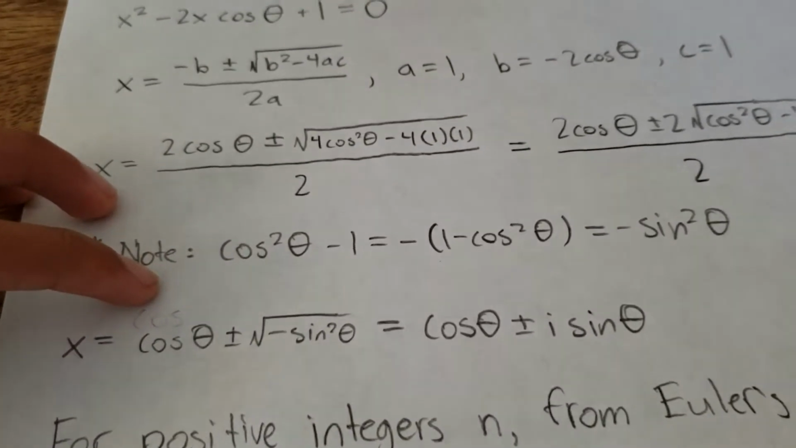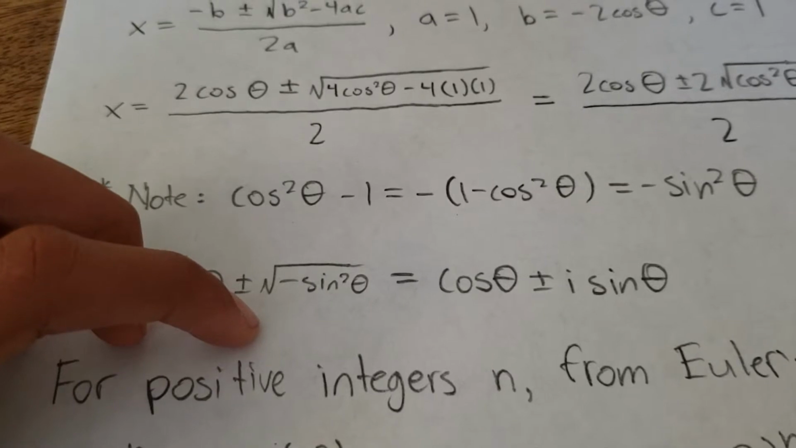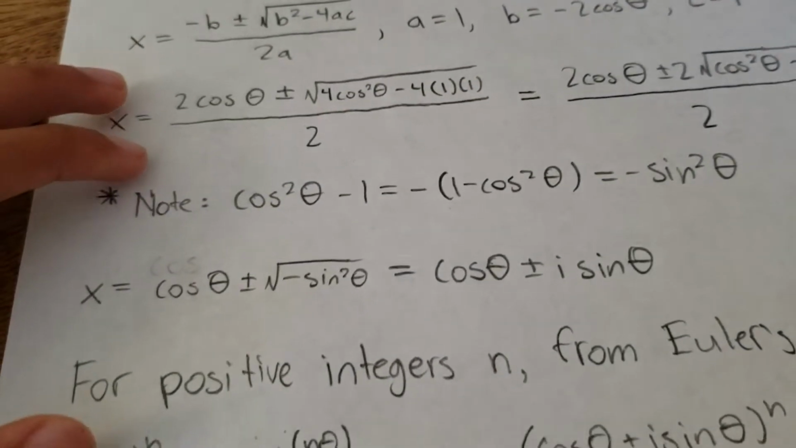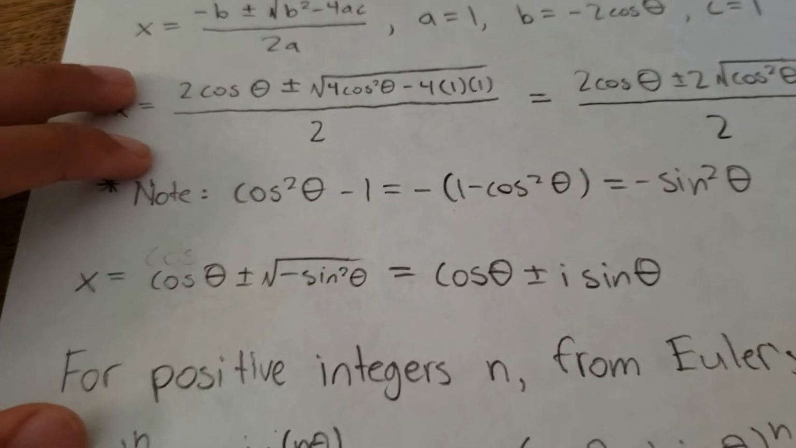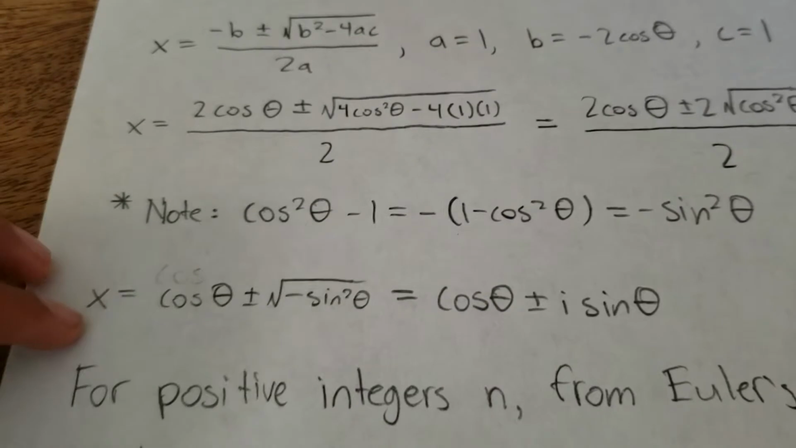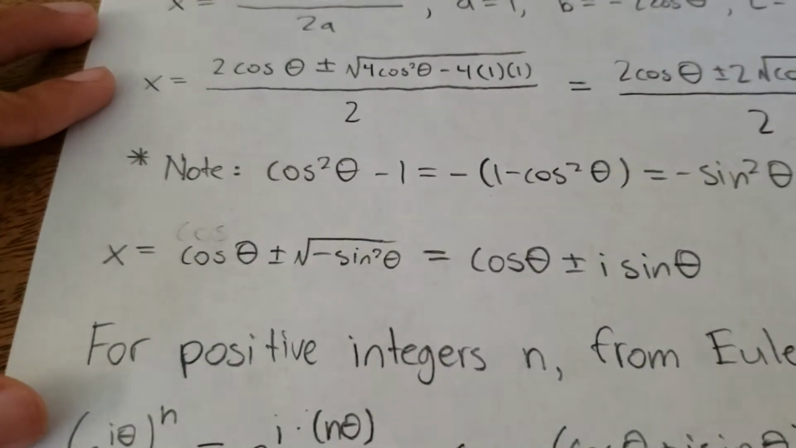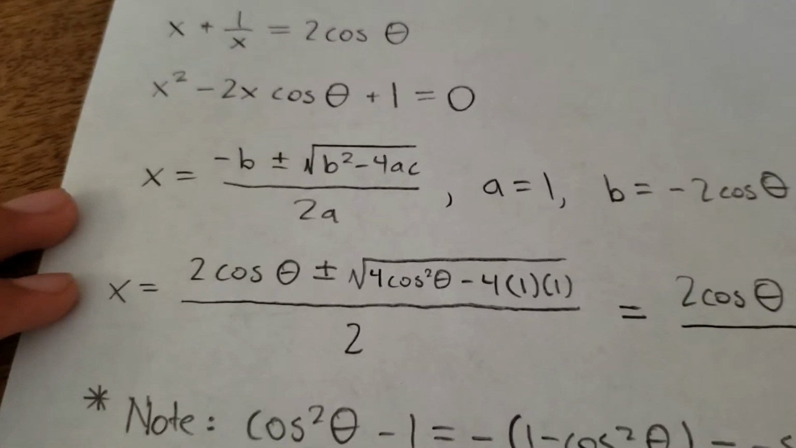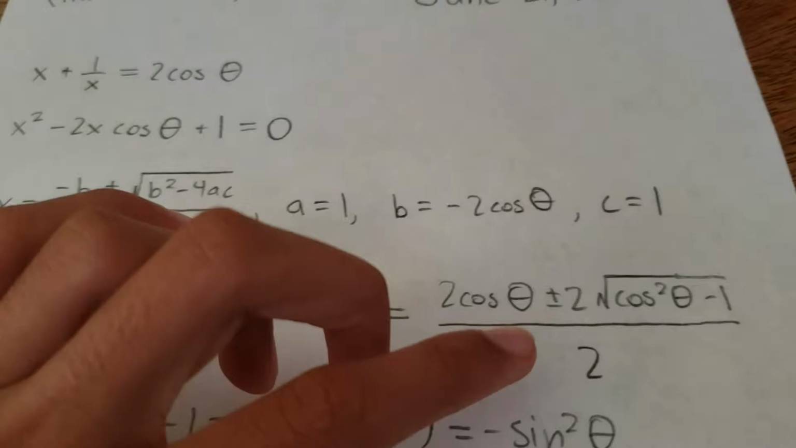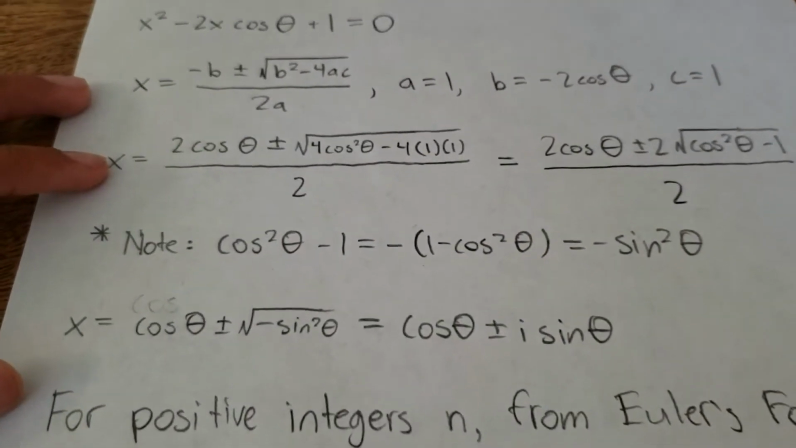And remember, whenever we have a negative inside a square root, we can take it out and it becomes i, which is the square root of negative 1, the imaginary unit. And also, the square root of sine squared of theta is just sine of theta. So we get x is equal to cosine of theta plus or minus i sine of theta. And this actually simplified quite well, especially considering that our radical simplified really easily, and it canceled the 2 really nicely, and we can use a nice trig identity to simplify it.